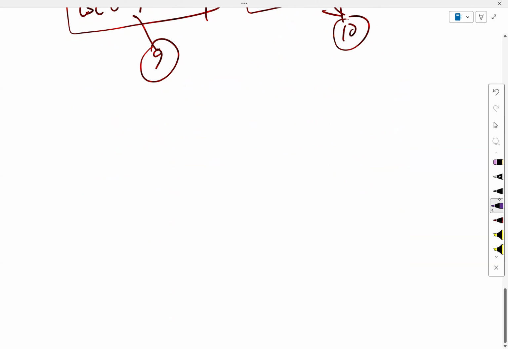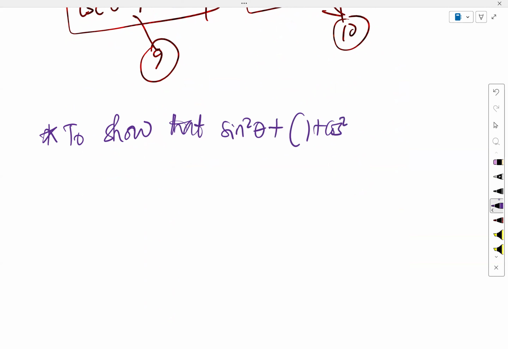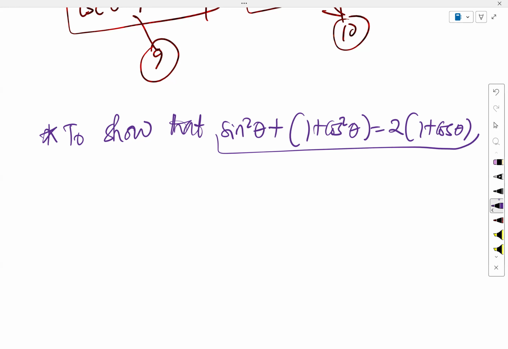Okay, so let's take the first one, and it is going to test our knowledge of what we have just done. So the first one is we want to show that sine squared theta plus (1 plus cos theta) all squared is equal to 2 into (1 plus cos theta). The question is more like, show that sine squared theta plus (1 plus cos theta) squared is the same thing as 2 into (1 plus cos theta). So that's all we are required to show. Okay, I think this is a mistake. Yeah. So sine squared theta plus (1 plus cos theta) all squared is equal to 2 into (1 plus cos theta). So we need to solve this.